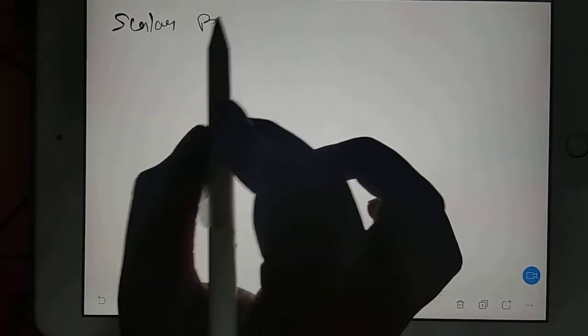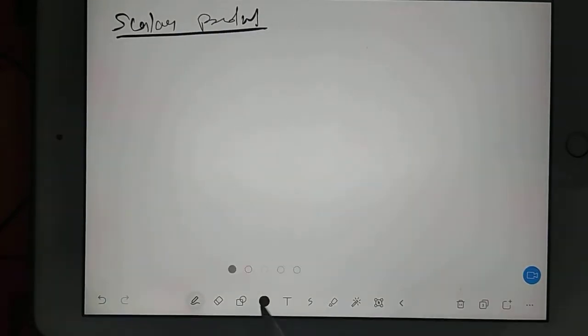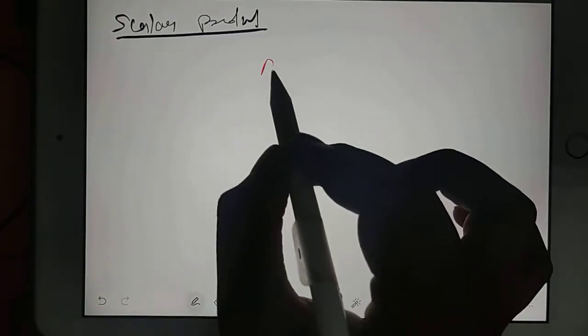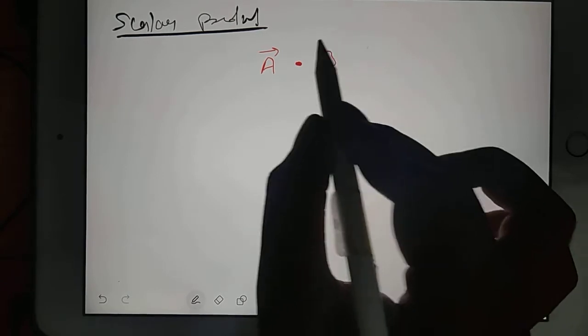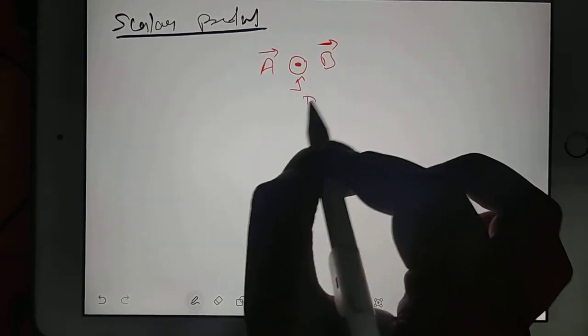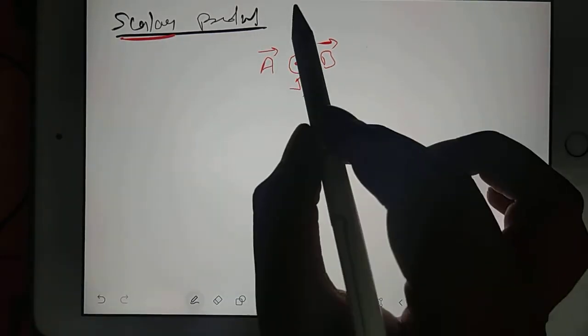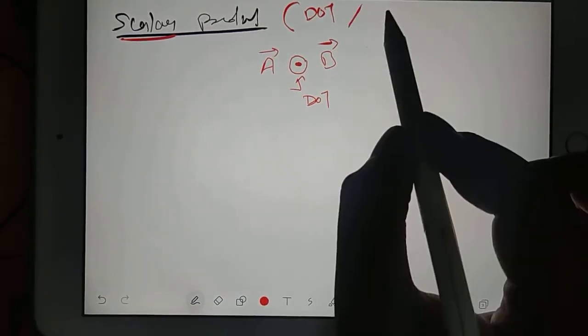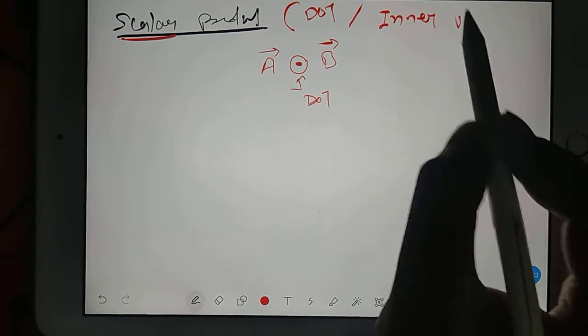Now you see, go for the first type of product, that is the scalar product. Actually, what is scalar product? Suppose you have a vector A and a vector B, and this symbol I'm writing here, we say dot. So scalar product is also known as dot product, and sometimes you also say inner product.